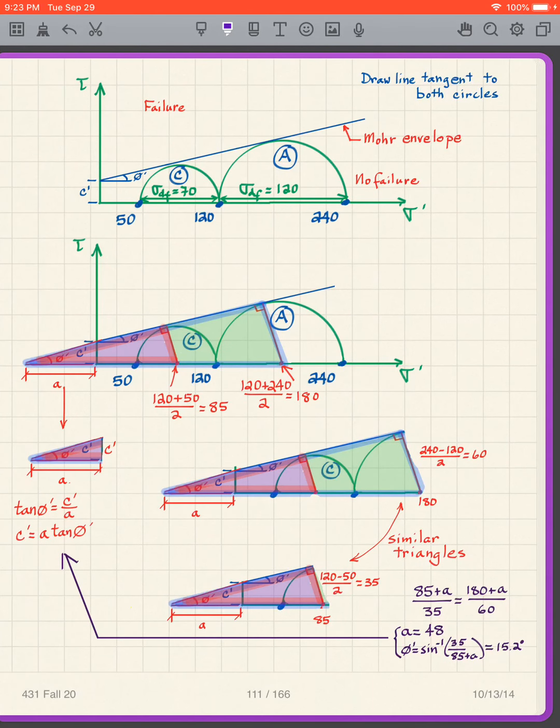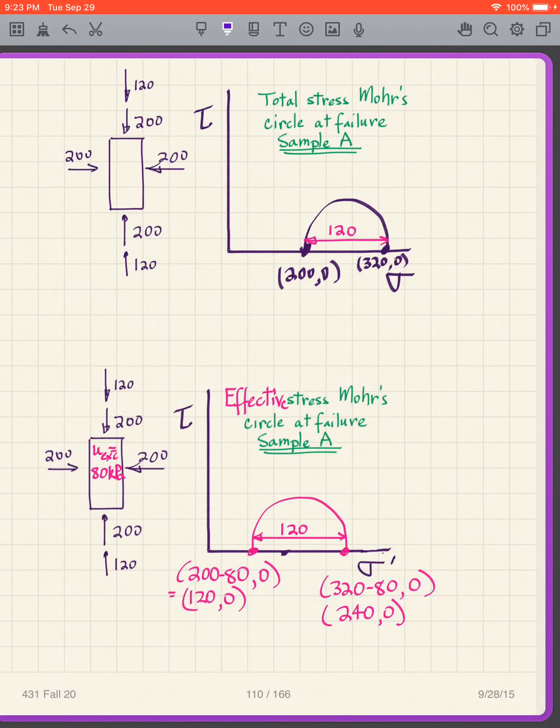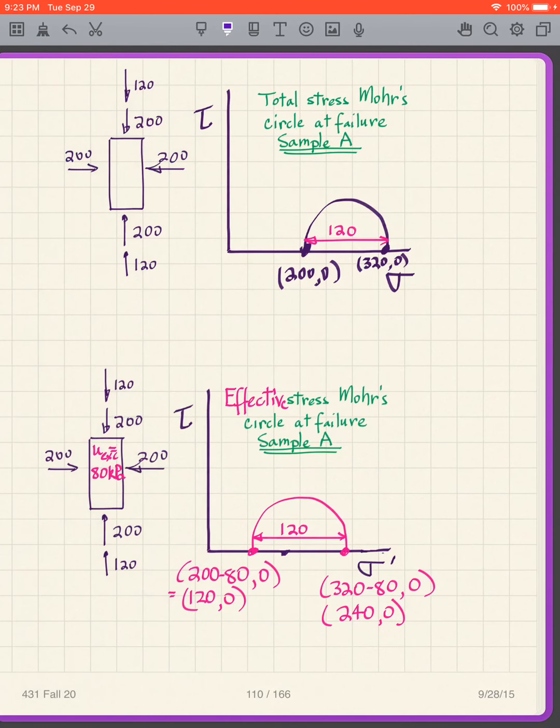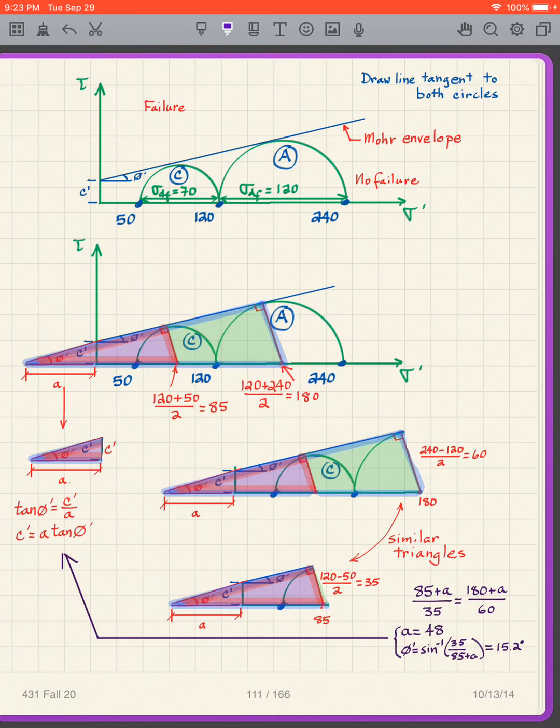So, okay, back to these, the effective stress Mohr circles for our problem, and we just got done doing this. This is sample A here, 120 and 240 with the diameter of 120. So this is effective stress, which is what we're interested in. That's what we computed on our table. And then sample C, well, we got this circle, so it's a smaller circle.